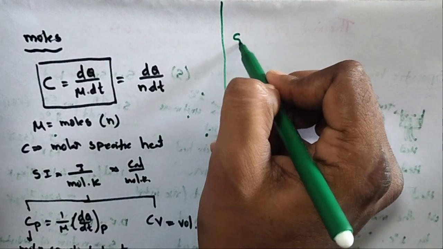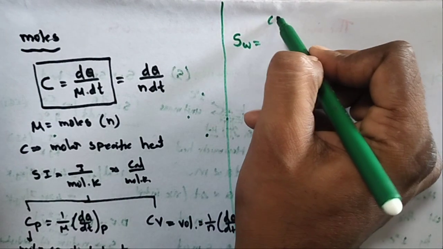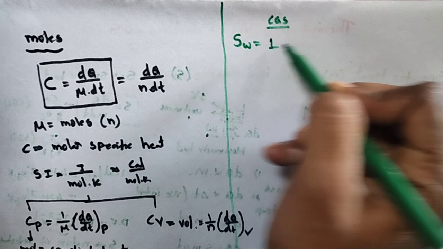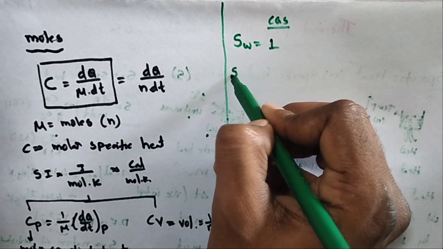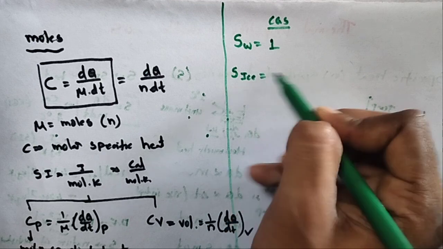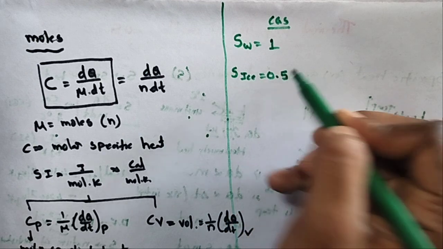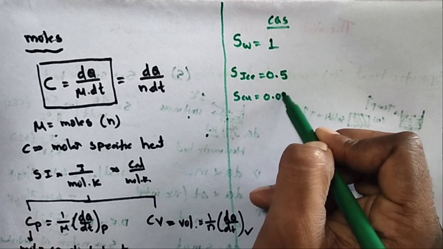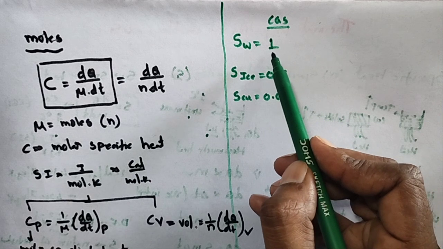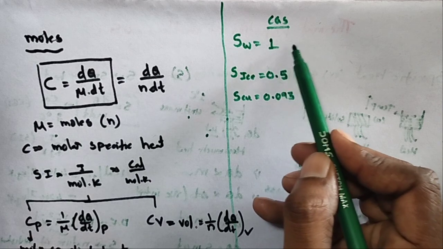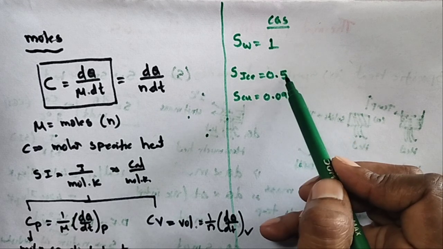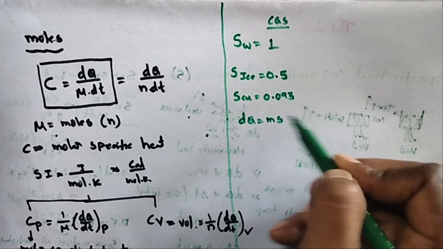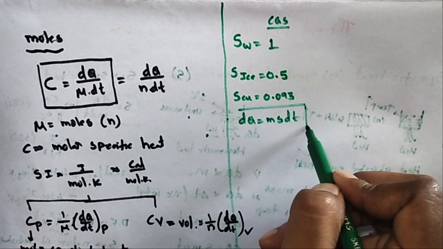Some values of specific heat, only in the CGS system. The specific heat of water is 1, the specific heat of ice is 0.5, and the specific heat of copper is 0.093. So in the CGS system, water is 1 calorie per gram per degree Celsius, and ice is 0.5. What is the dq formula? dq is equal to m s delta T, where delta T is the change in temperature.